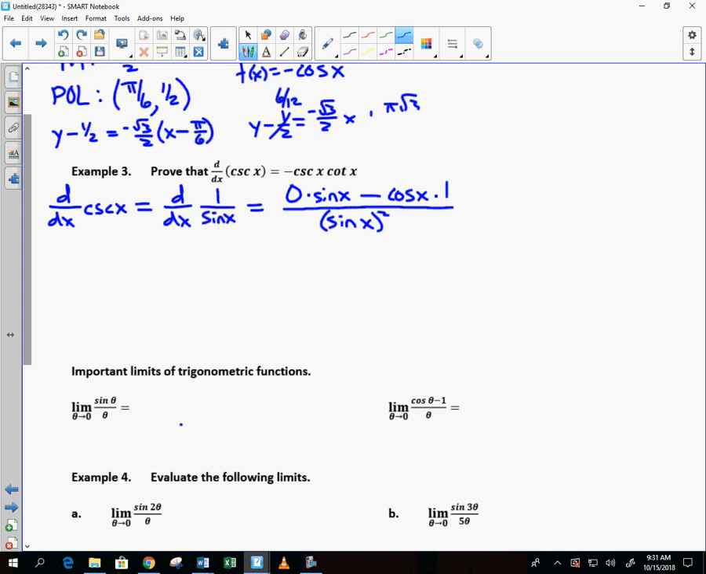See anything that cancels or simplifies? 0 times sine is 0. So this becomes negative cosine of x over sine squared of x. Exactly. So you can see that it's really nice, and the best part about a proof is that the answer is already staring you right in the face, right? I mean, many math people really love proofs because we already know the answer. It's right there.